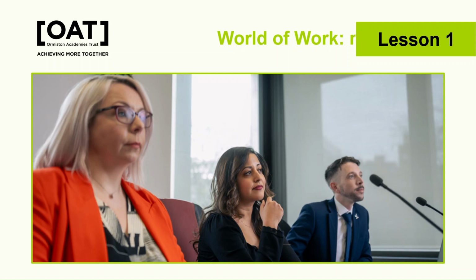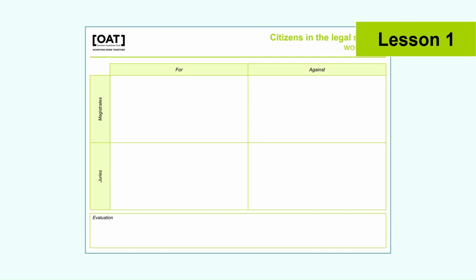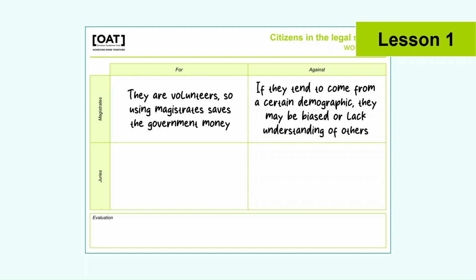Encourage pupils to consider whether or not they might be interested in being a magistrate when they're older, and their reasons. That then leads into pupils completing the first row of this worksheet. Based on what they've understood from the lesson, pupils should create a list of reasons for and against the use of legally untrained magistrates.